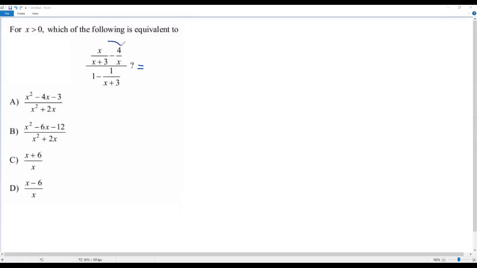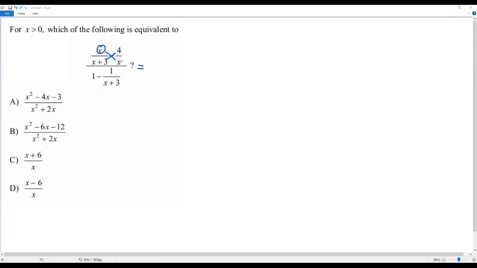Here in the numerator, we have x over x + 3 minus 4 over x. That is, we have a subtraction of two fractions. Whenever I want to do addition or subtraction between two fractions, I need to have the same denominator for both fractions. But here, the denominators contain a variable. So what we can do is cross multiplication to simplify the subtraction of these two fractions. Cross multiplication means the numerator over here has to be multiplied by this denominator, and this numerator 4 has to be multiplied by this denominator. Then we have to multiply the two denominators.